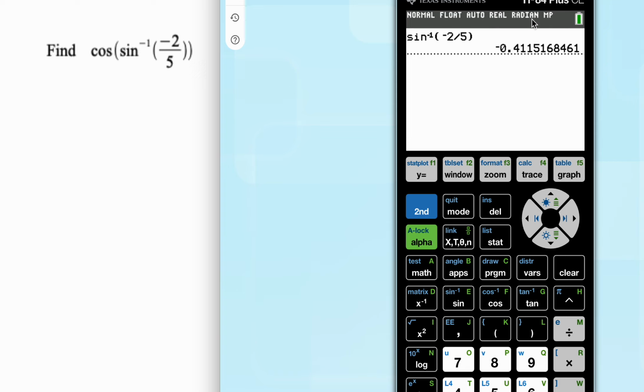Now keep in mind I'm in radian mode. And so this right here, it doesn't look like one of the common angles. Like it's not pi over 2, it's not pi over 3. I don't really recognize that number. But then what we'll do is we'll do a cosine of that answer.